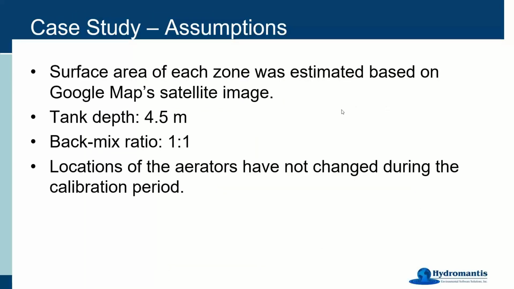So several assumptions had to be made during this modeling exercise. For example, the surface area of each zone was estimated based on that satellite image. A tank depth of 4.5 meters was used based on the information from the hydraulic profile. The initial backmix ratio was assumed to be 1:1. This backmix ratio is the backmixing flow, which is from zone 3 to zone 2, relative to the influent flow going into zone 2. We also assume that the locations of the aerators stayed the same during this calibration period.